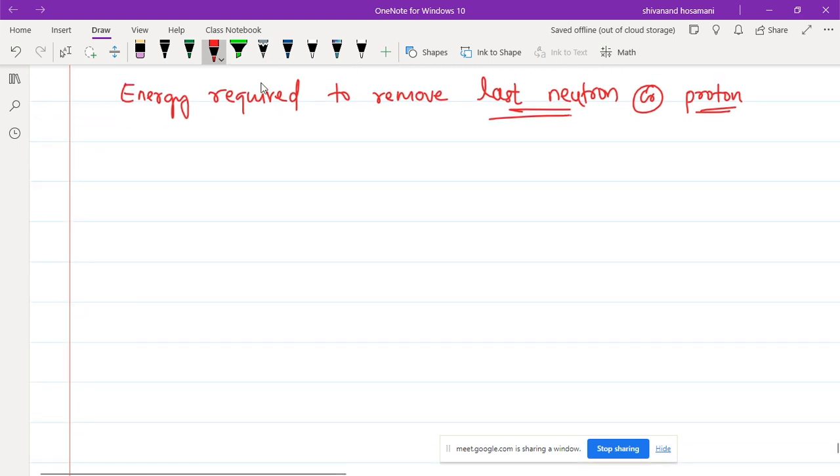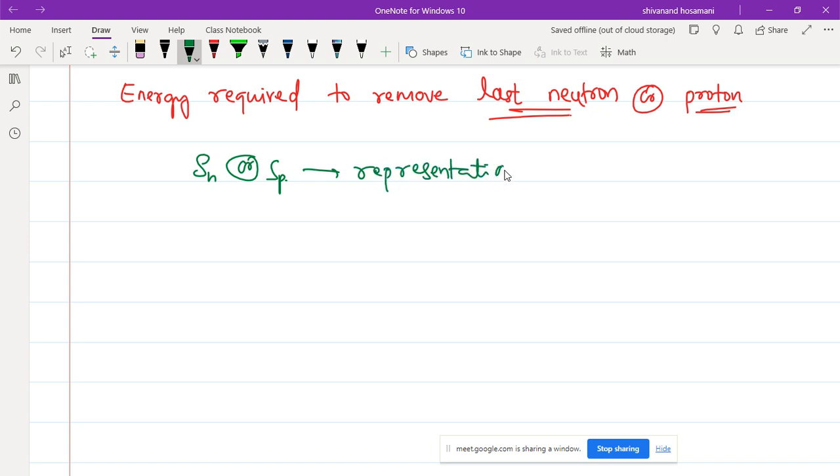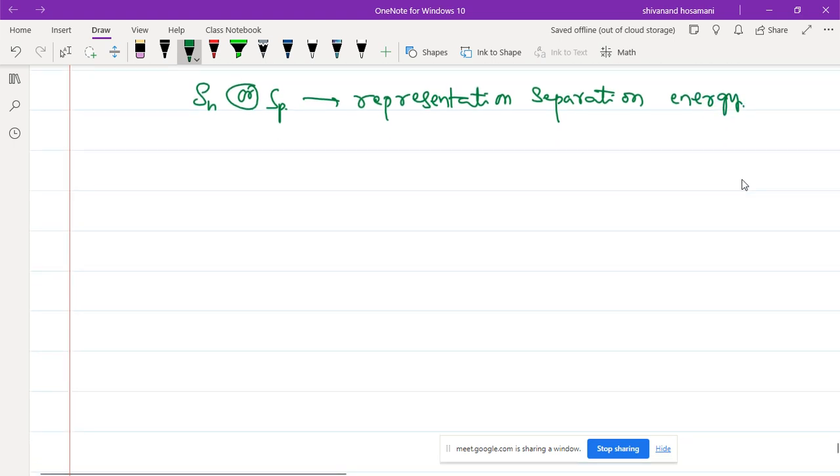It is represented with Sn or Sp. So this is the representation of separation energy. Okay. See, as an example, let us look at neutrons.